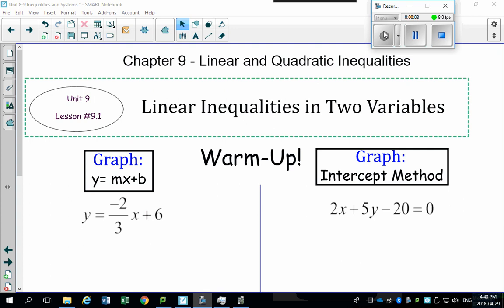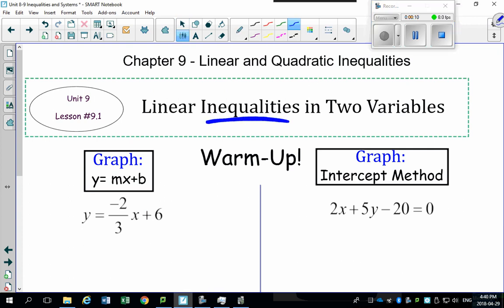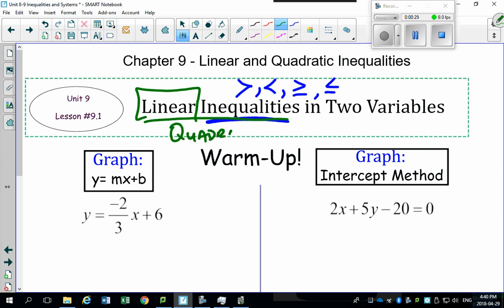This is called linear inequalities. Inequalities means things like this: greater than, less than, greater than or equal to, less than or equal to. But you'll see we're going to end up playing around with these things quite a bit, and I'll show you how they work when we start to talk about lines. And eventually we're going to start talking about quadratics, you betcha. We're going to end up with quadratic inequalities as well. So how does this work?